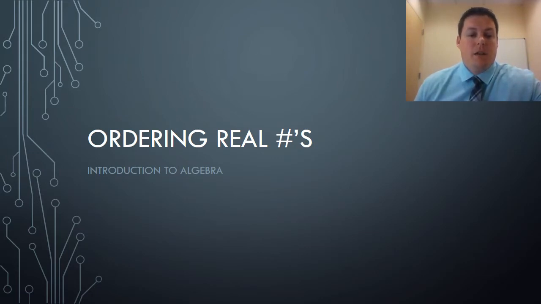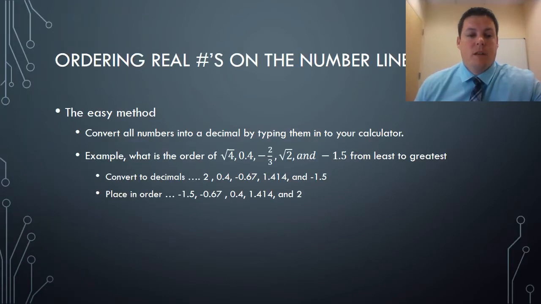It's nice and quick and short, this lesson. We're going to continue our talk about real numbers. Today we're going to talk about ordering real numbers. So let's take a look. Ordering real numbers on the number line. I'm going to draw a number line down here because we're going to use it in a second. Sorry that it's so crooked, that's not really a line, but first, the easy method. First, you should convert all numbers into a decimal by typing them into your calculator.